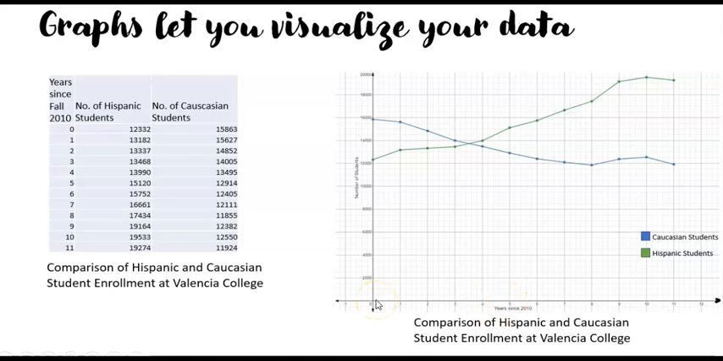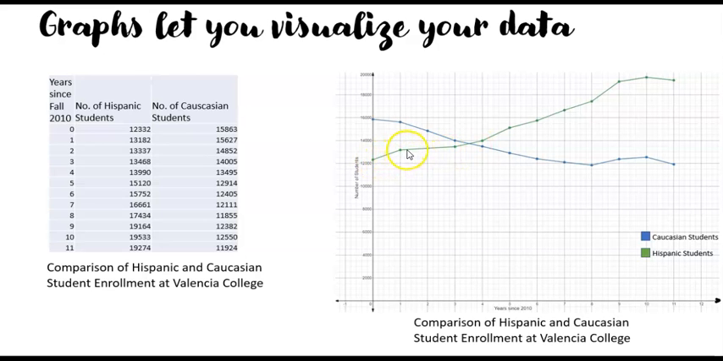Now on the y-axis, I have a different scale, but once again, the interval needs to be the same throughout the axis. 5 boxes here represents 2,000 students. So I want every 5 boxes to add 2,000. Each dot on the line graph represents an ordered pair or a point. The ordered pair shows a relationship between the years since fall 2010 and the number of students.